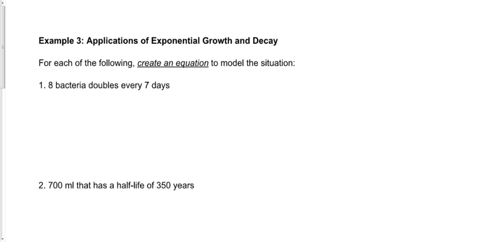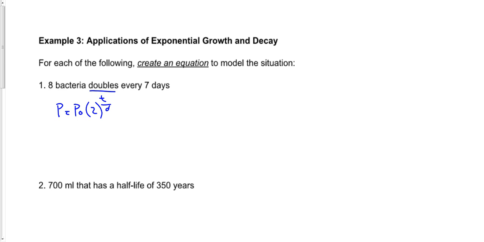So let's take a look at example number 1. It says that 8 bacteria doubles every 5 days. Okay, well, if it has the word doubles in it, then it's a doubling time formula. So our equation for doubling time is going to be P is equal to P0 times 2 to the exponent T over D, whatever D happens to be.